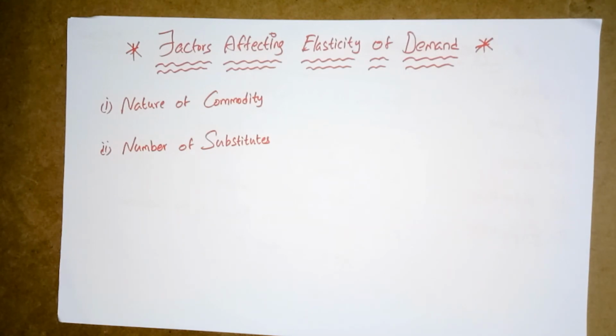Demand for a good tends to be perfectly inelastic if no substitutes are available. If there is no substitute, we can say it is perfectly inelastic. For example, if you take salt, the demand for salt is almost perfectly inelastic. People buy the same amount of salt whether it is dear or cheap.